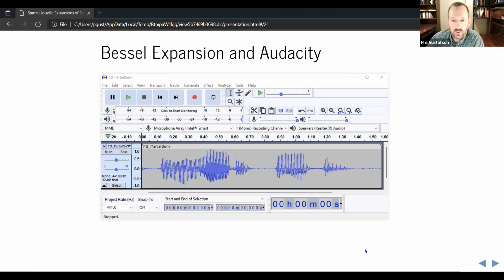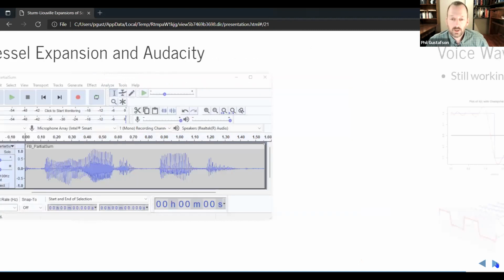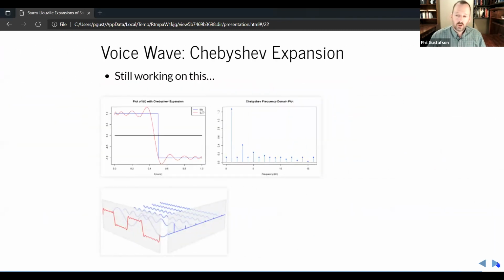All right, well, when my students do this, they'll have the computer in front of them and they'll be able to hear and play around with some things. So the Chebyshev case I'm still working on, so I don't have anything to share there yet. It's a little bit more complicated, sort of transitioning off the interval -1 to 1 to a more general interval for your voice wave. And so there's more to do there.